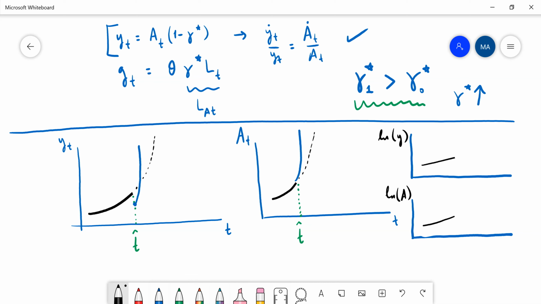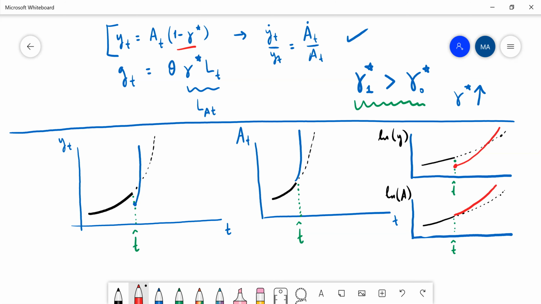Now, in the case of A, without the policy change, it looks like this, okay? And without the policy change, it looks like this. They're basically the same slope, right? Now, when the policy changes at that T hat, GDP goes like this, okay? And output first decreases because of this again, right? Then it also goes like this.